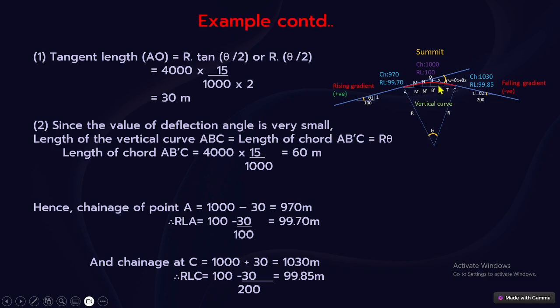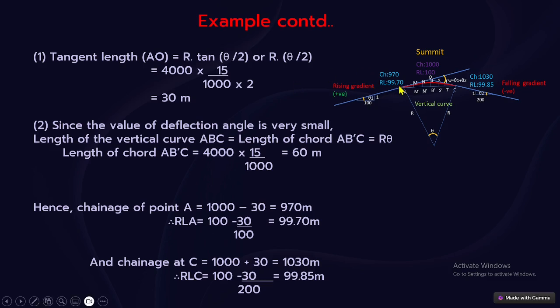Then second, we have to find out the RL, the reduced level, of the tangent points, very important. The RL we can calculate by coming from this intersection point, where the chainage and RL are given: 1000 meter chainage and RL is 100. When you come this way, the tangent length is 30 meter. So the chainage at tangent point 1 will be equal to 1000 minus 30, 970 meters.